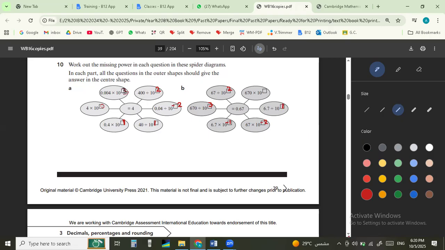Here I need to move it 1, 2, 3 digits to the left. It's multiplication, so negative 3.